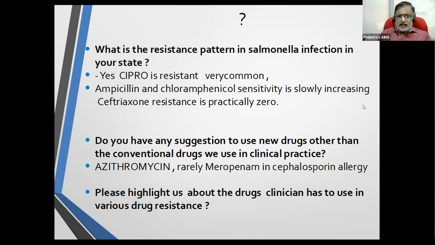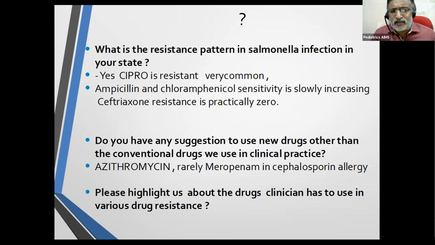So, what is the resistance pattern in Salmonella infections in your state, Dr. Nimina? Truly speaking, ciprofloxacin resistance is pan-India. Not only in Tamil Nadu, it is there everywhere. Tamil Nadu is one of those topping the list. In Coimbatore, nearly 80% of the cases are ciprofloxacin resistant. And ampicillin and chloramphenicol sensitivity is slowly gaining back. It's becoming more sensitive. And ceftriaxone resistance, particularly in Tamil Nadu, is practically zero, sir. ESBL producing Enterobacteriaceae is quite high.